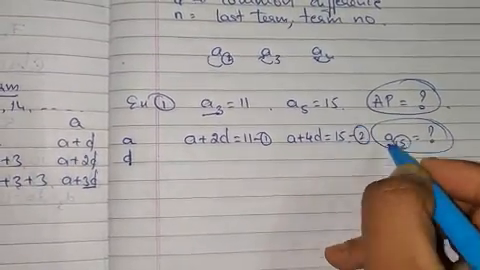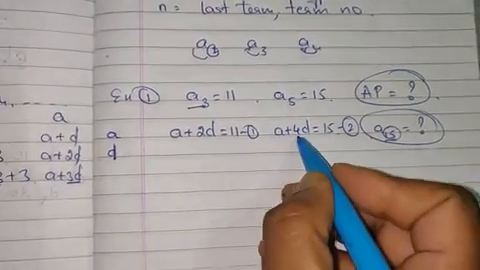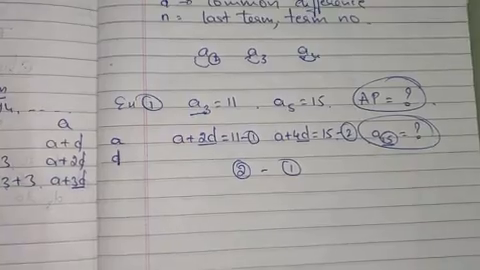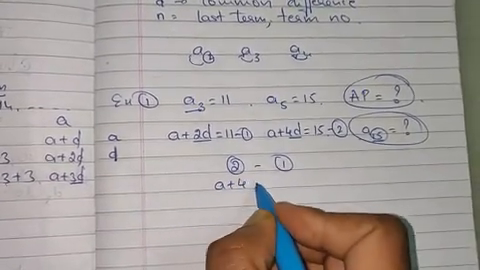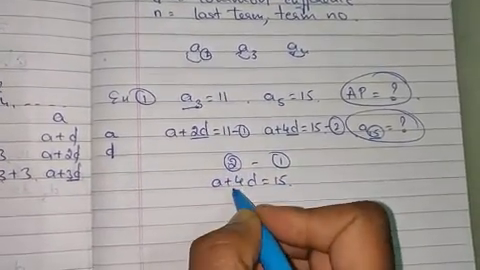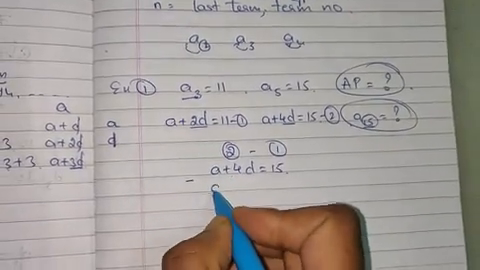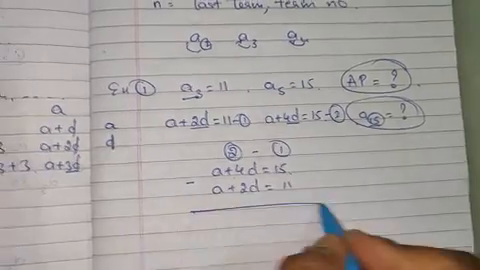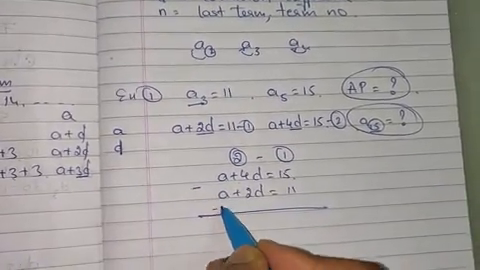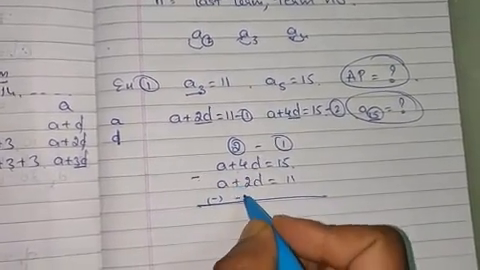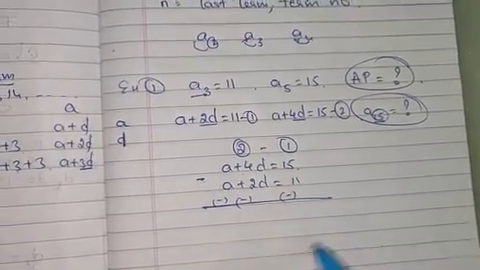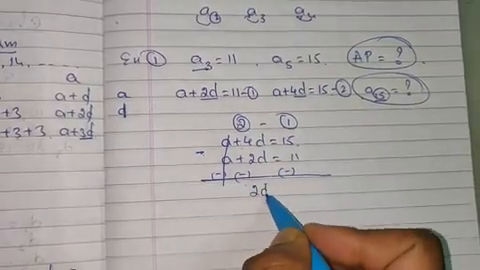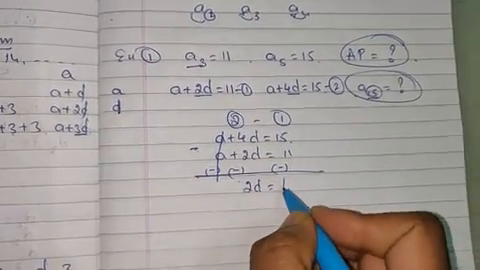Let us consider equation 2. As you can see, 4D is greater than 2D. Let us subtract equation 2 minus equation 1. A plus 4D is equal to 15, that is equation 2, minus A plus 2D is equal to 11, that is equation 1. So minus into plus, minus, minus into plus, minus. A minus A cancels. 4D minus 2D gives 2D. 15 minus 11 gives 4.